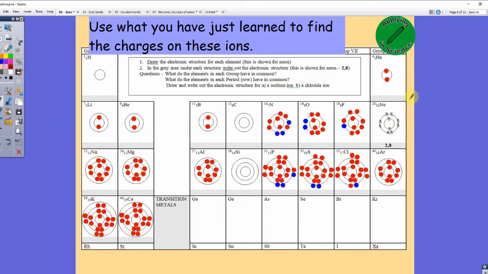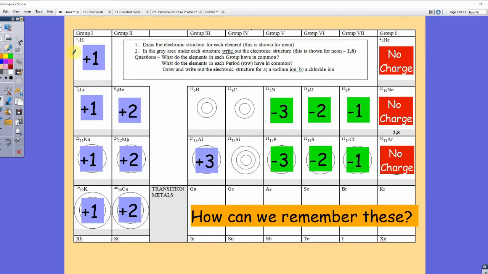So if we just try and make this a little tidy and look at the different charges, we can see a nice pattern forming. All group 1 form +1 ions, group 2 +2 ions, group 3 +3 ions. And then if we look at group 5, we're now going to the non-metals. These take on extra electrons, so group 5 -3, group 6 -2, and group 7 -1. Group 0 no charge because they are the noble gases and they don't form ions under normal circumstances.